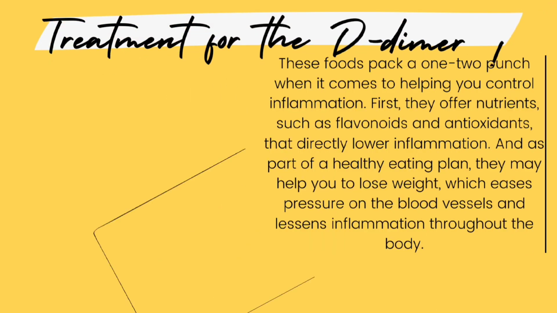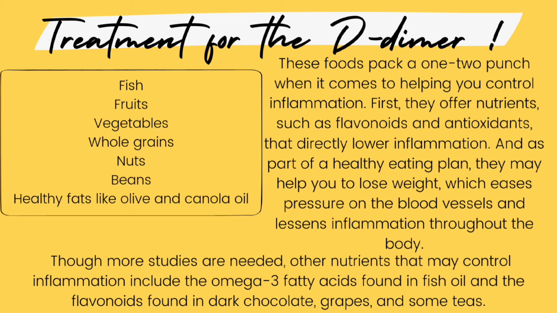Let's discuss the important part of this slide: treatment for a high D-dimer level. Here are natural ways to lessen your inflammation as well as clotting problems. Fish, fruits, vegetables, whole grains, nuts, beans, and healthy fats like olive and canola oil. You can eat or use these things in your daily life. These foods pack a one-two punch when it comes to helping you control inflammation.